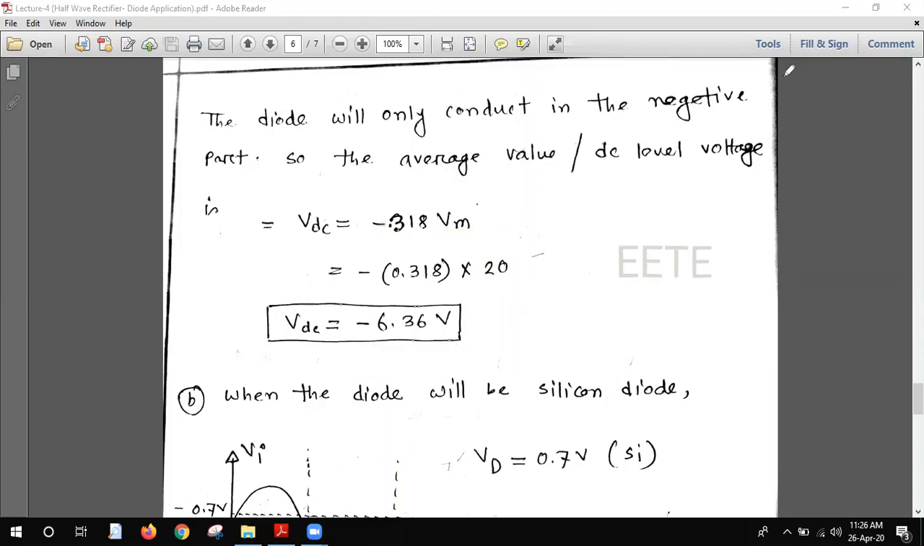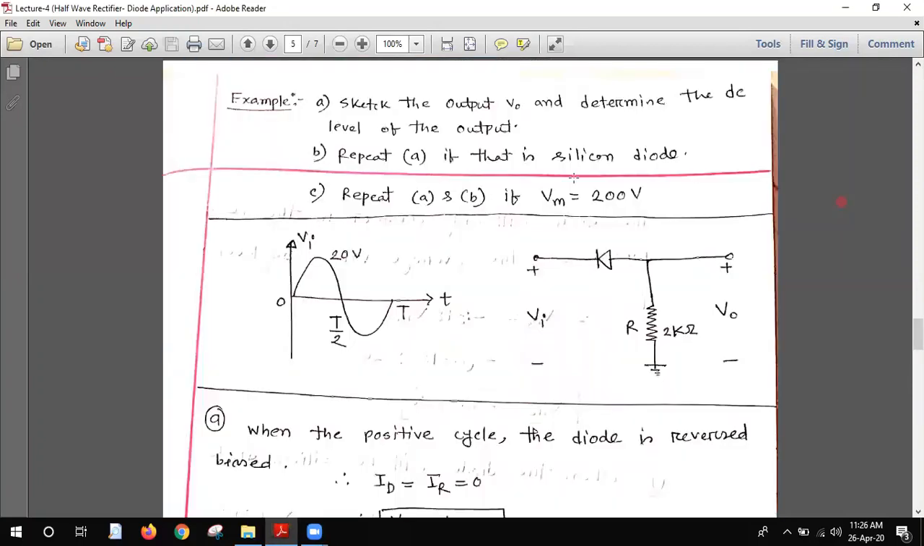Okay. Let's see what is the next question. We have only 4 minutes. Repeat the same thing if it is a silicon diode. Okay. Interesting. That means same process if it is the silicon diode. What happens at that time?